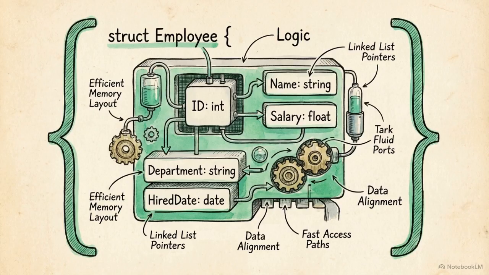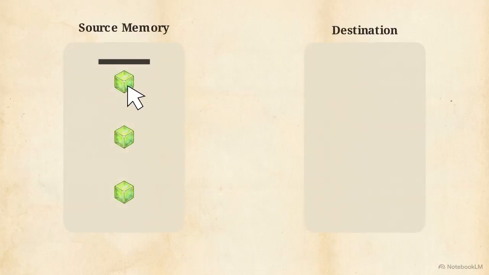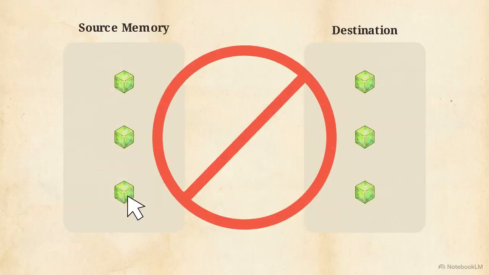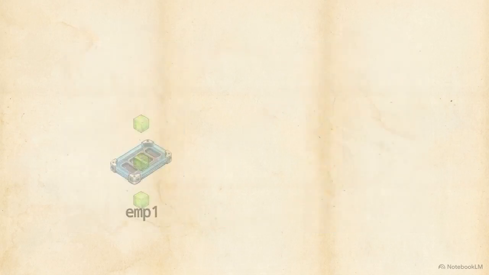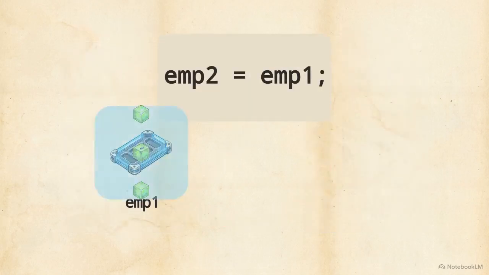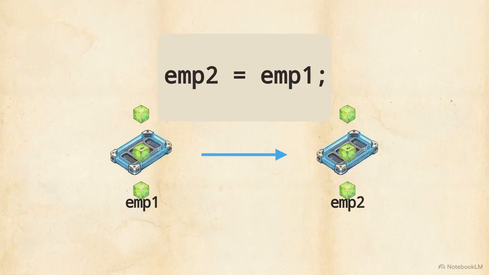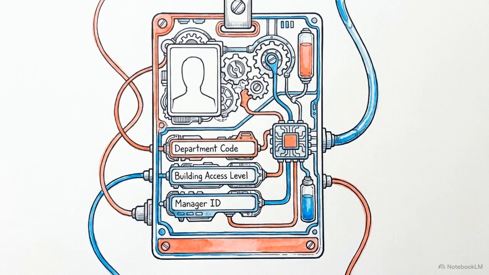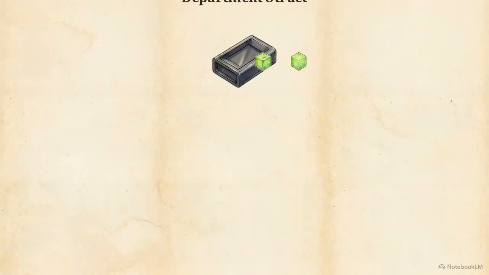Once you have data safely inside a struct, managing it becomes highly efficient. If you want to duplicate an employee's data, you don't copy each variable individually. You simply assign one struct variable to another, like emp2 equals emp1, and C duplicates the entire enclosed memory block at once. Real-world data is rarely flat. An employee doesn't just have a name and an ID, they belong to a department, which has its own ID and name. To model this, C allows you to place one structure completely inside another, a concept called nested structures.